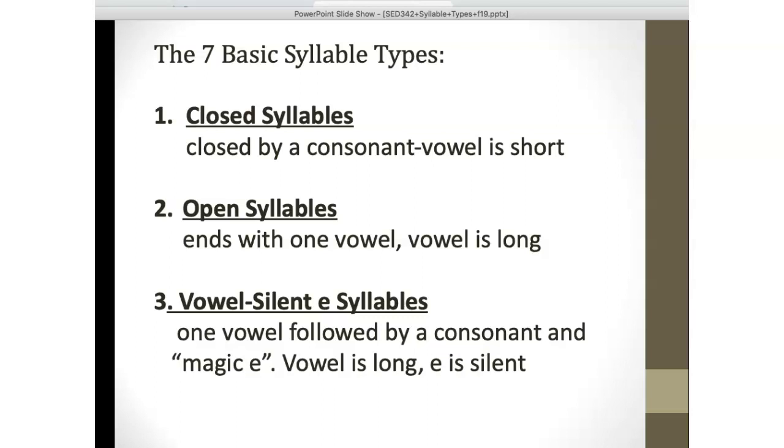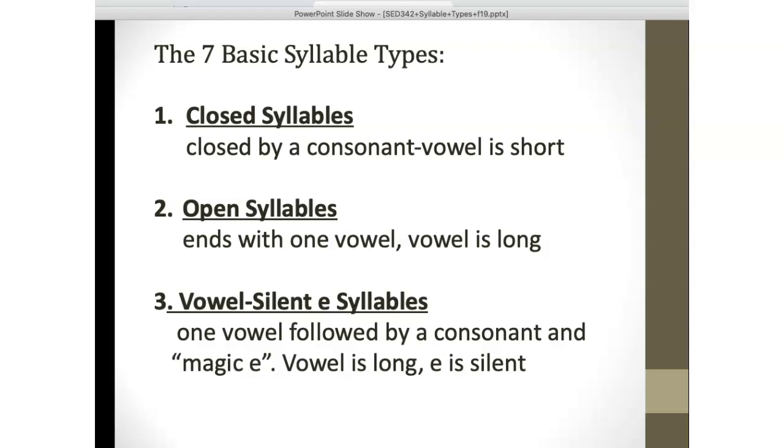The next one, number 2, is an open syllable, and it ends with a vowel. So in a word such as pilot, pie is an open syllable. Pilot has 2 syllables. Pie, P-I, ends with an I sound, and it's a long I.